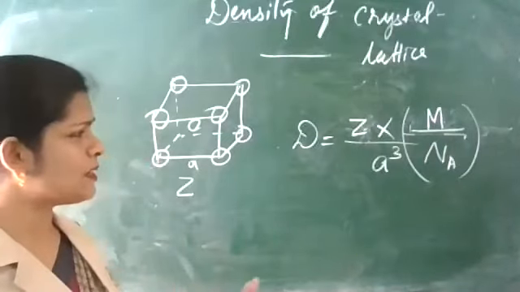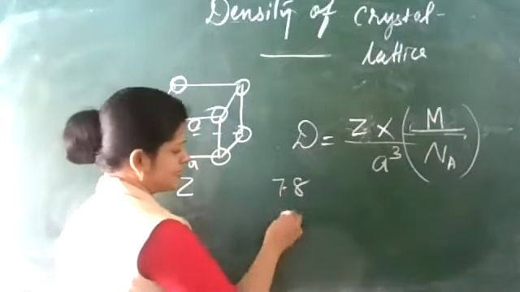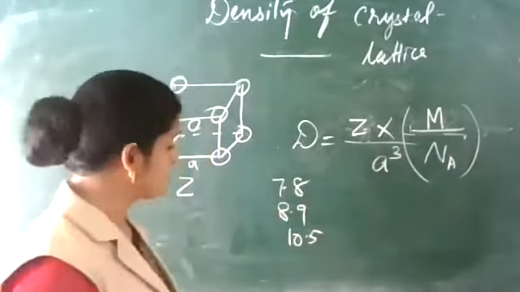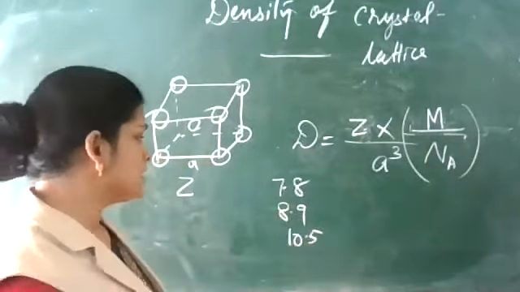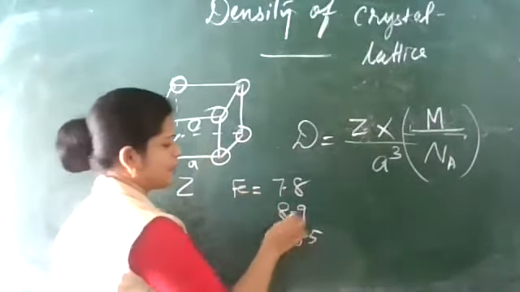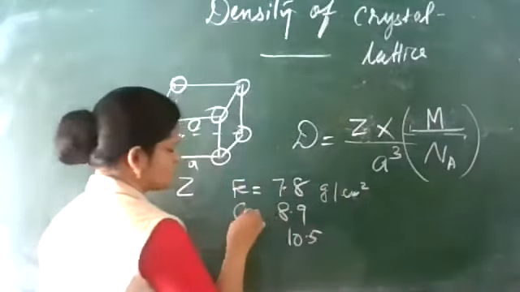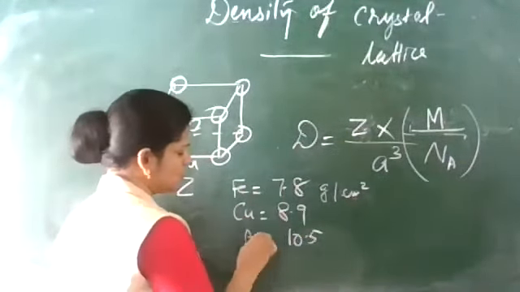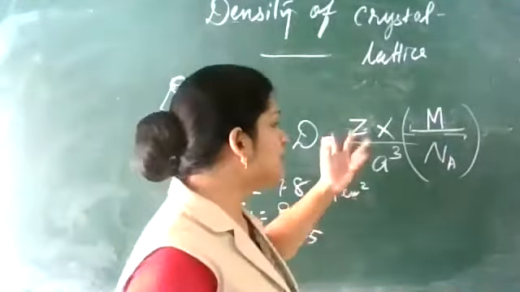So some densities you may remember by heart: iron density 7.8, copper density 8.9, and silver density 10.5. These densities are in gram per centimeter cube. Iron density is 7.8 gram per cc. Then copper is 8.9 and silver 10.5.